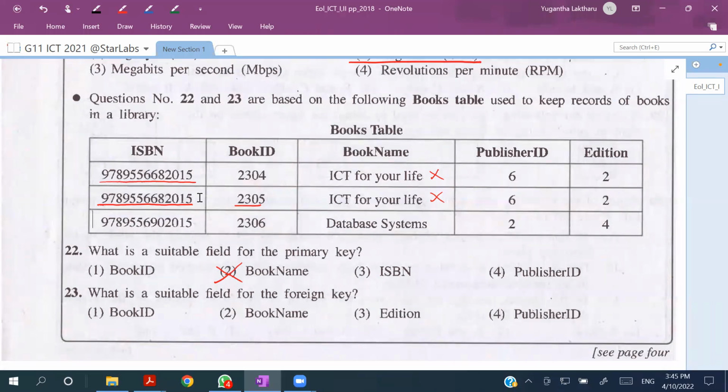So in this case, ISBN is not a good one to choose as a primary key. Publisher ID, you can see there are duplicates again, so not the correct answer. Here, book ID is going to be the correct answer.